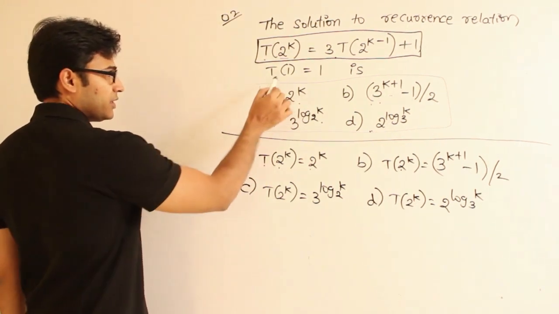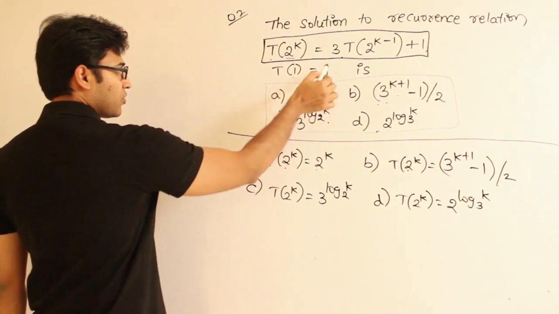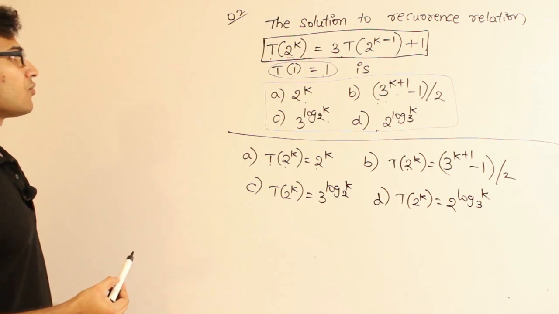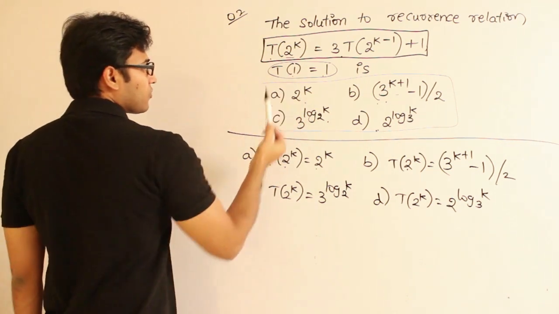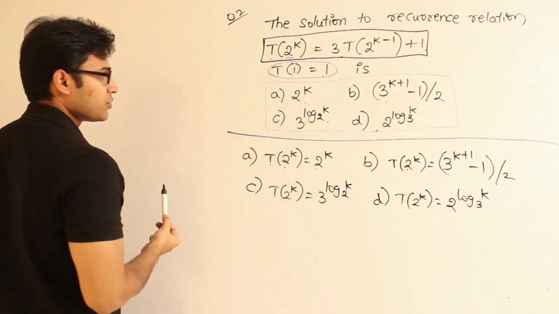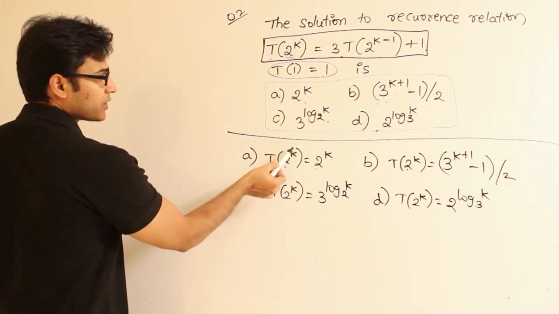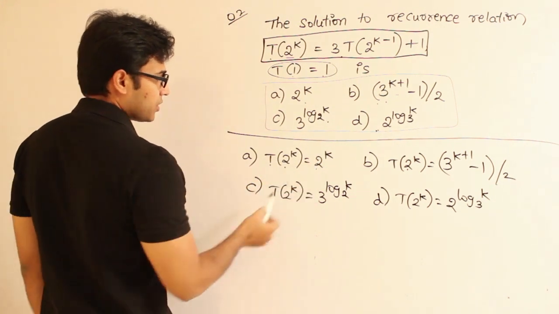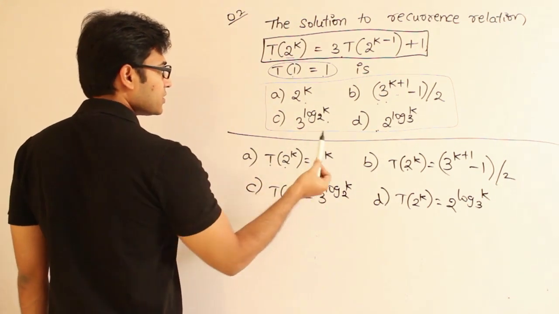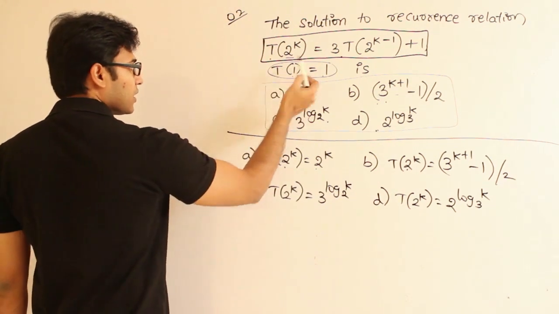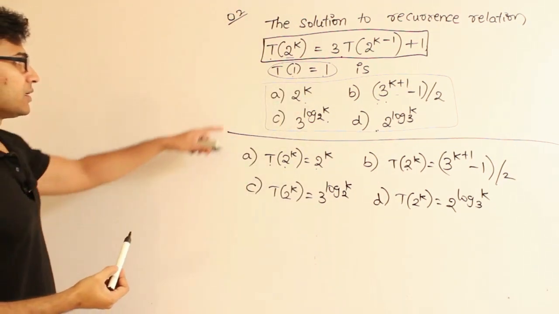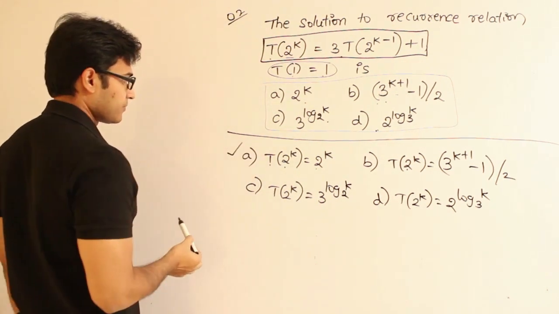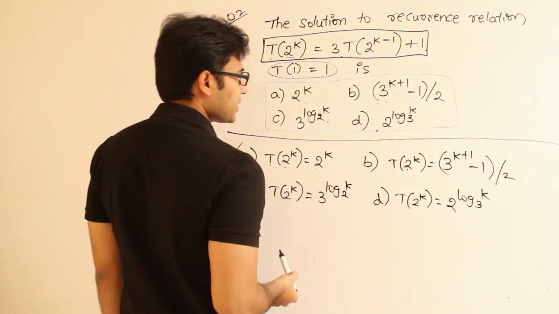Now say this, T of 1 equal to 1, that is what we already know, right? Now how do we get T of 1? If we have to get T of 1, then in place of k we are supposed to put 0. Now try to put 0 here. T of 2 power 0 is nothing but T of 1 equal to 2 power 0, which means it is 1. So according to this equation, T of 1 equal to 1, the first option seems to be right. We cannot eliminate it.